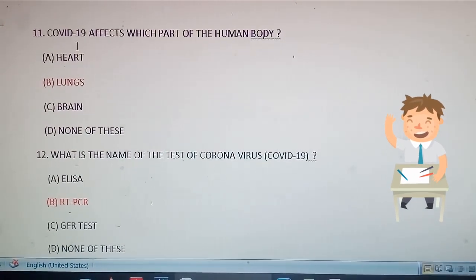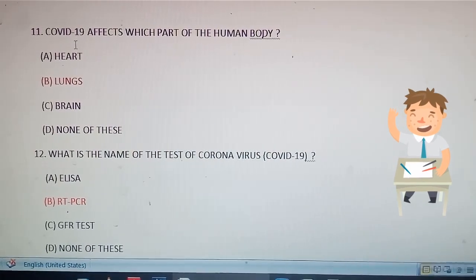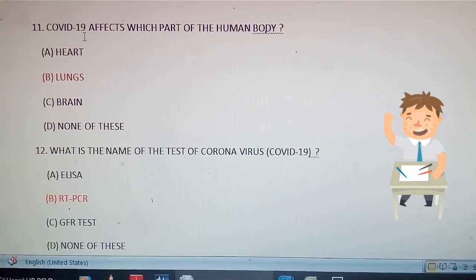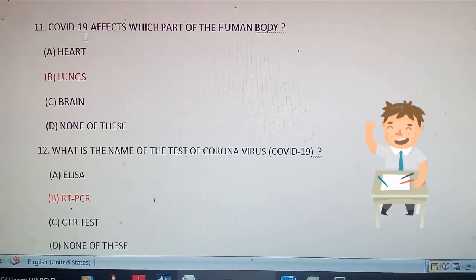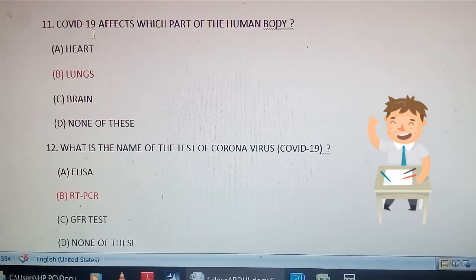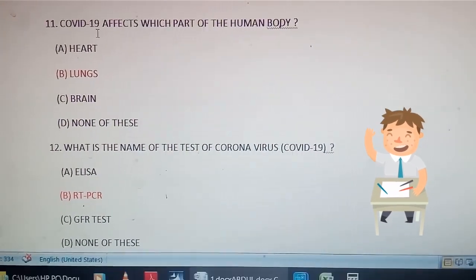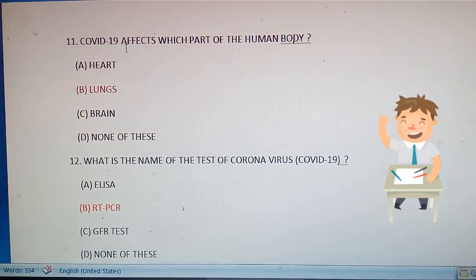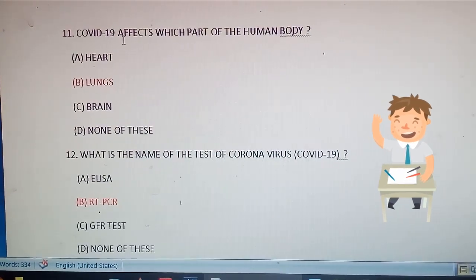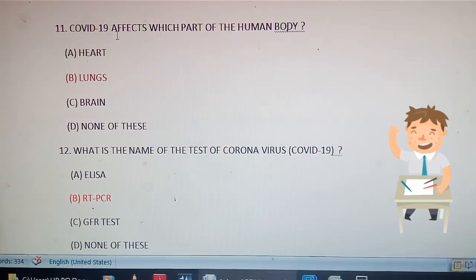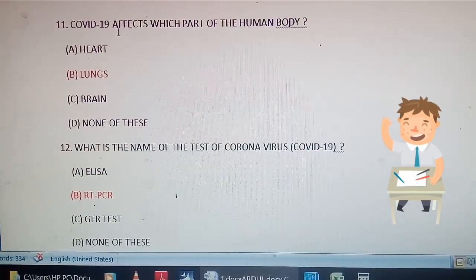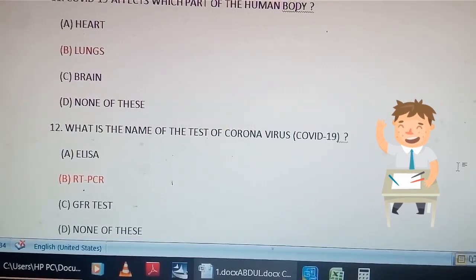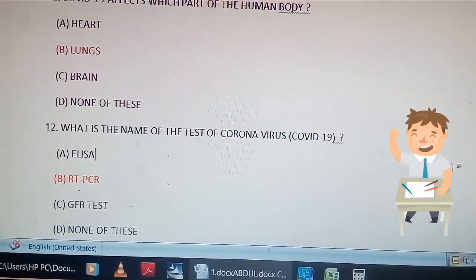Question number 11. Which part of the human body does COVID-19 affect? Answer: B. Lungs. Number 12. What is the name of the test for coronavirus COVID-19? Answer: B. RT-PCR.